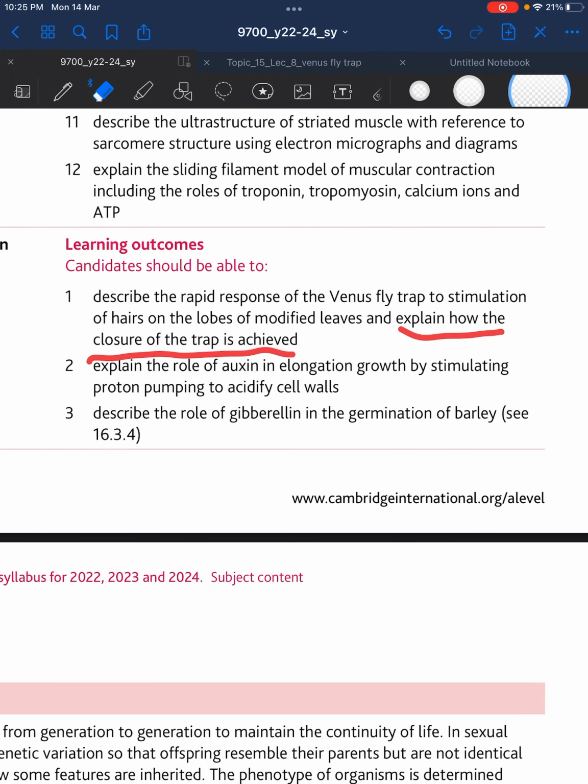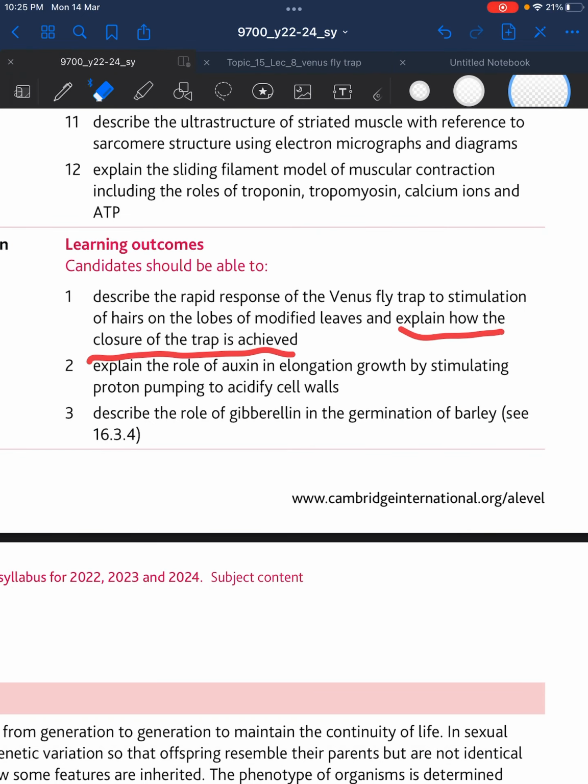It says here, once the insect is digested, the cells on the upper surface of the lobe grow slowly, which will increase the tension, and that's when the trap will open again. You don't have to worry about step number 7, because it's not even stated in the learning objective. All right.